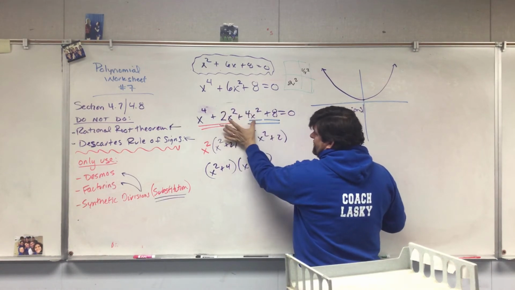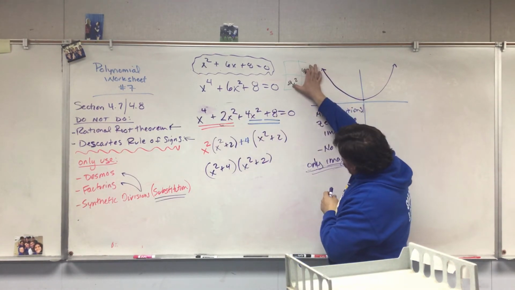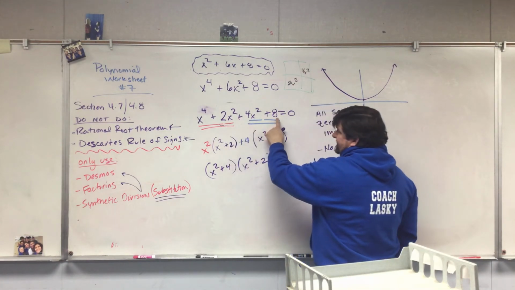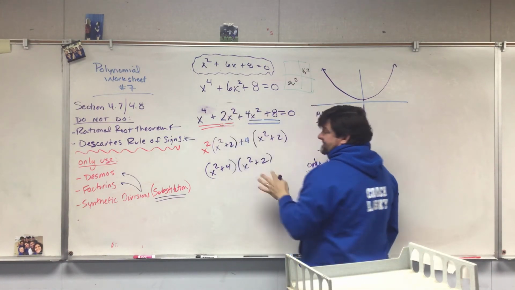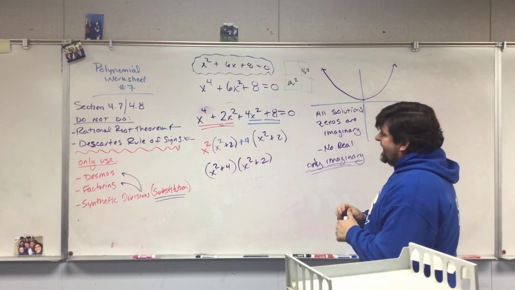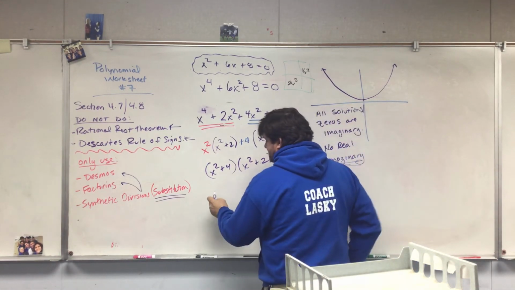Again, these two numbers here are what would normally go in the box method or the area model. 2 times 4 is 8. 2 plus 4 is 6. It's a little different way to look at it, okay? So, now we would take these and we'd set them equal to 0.